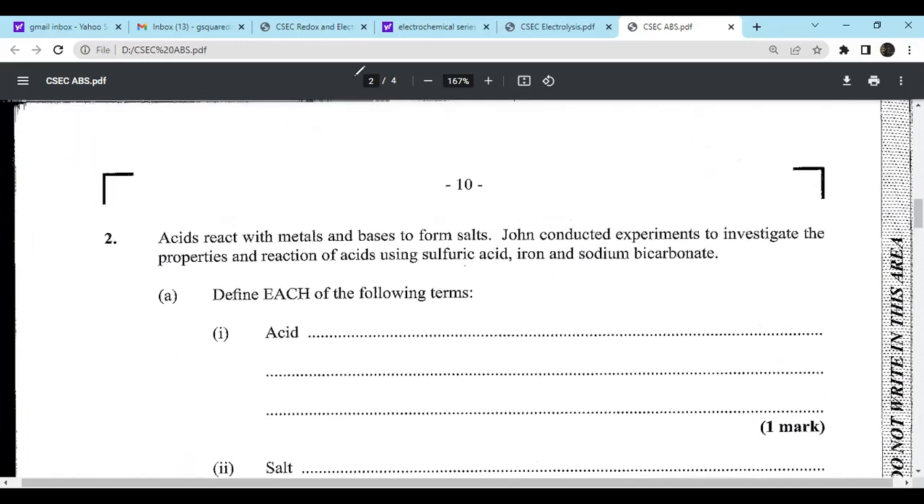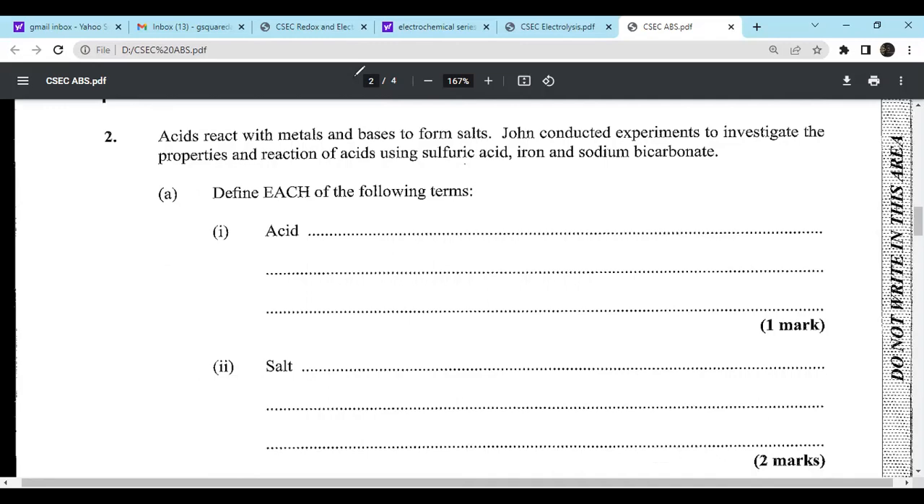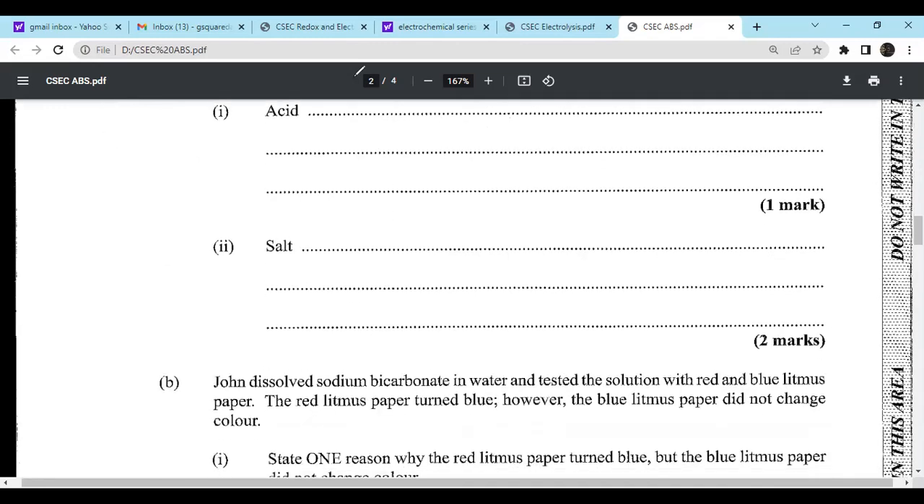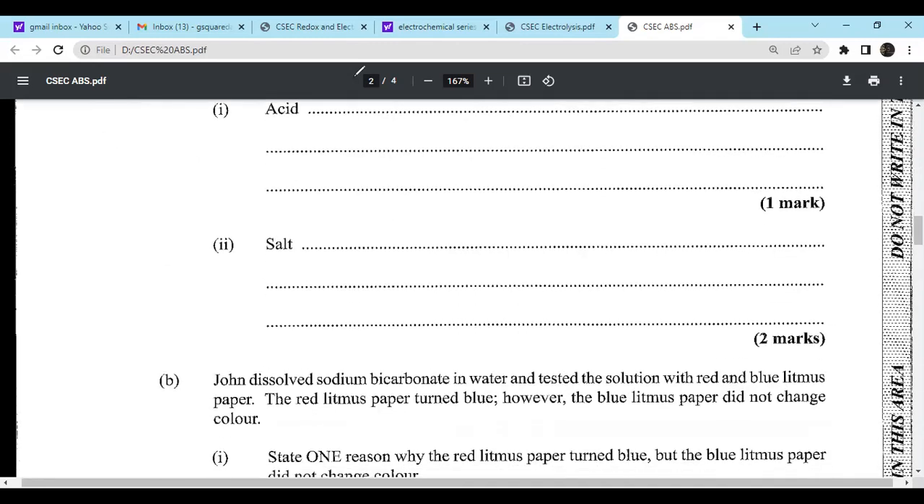It says acids react with metals and bases to form salts. John conducted experiments to investigate the properties and reactions of acids using sulfuric acid, iron, and sodium bicarbonate. Define each of the following terms. An acid is a proton donor. A salt is formed when the hydrogen in an acid is replaced by a metal or the ammonium ion. All right.